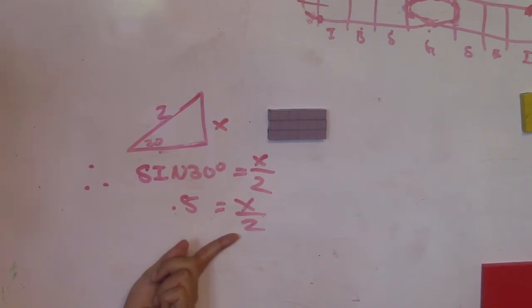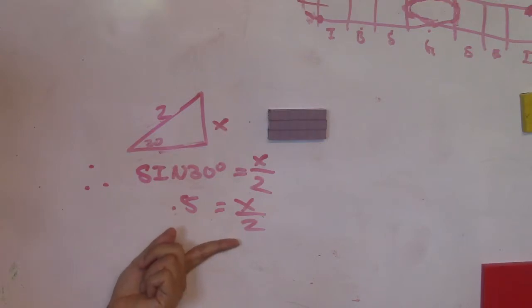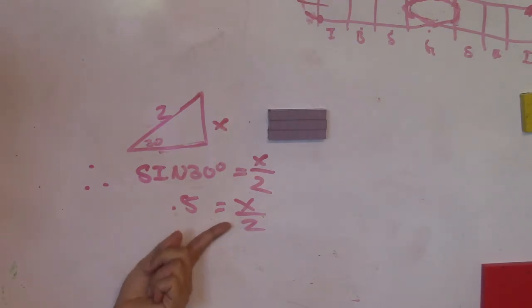I'm going to have to multiply by something. Divide by half? How about multiply? Why would I multiply? Because do I want to know about a half of x? No, you don't. You want 1 whole. So what do I have to multiply a half by to get it whole? 2. So what am I going to multiply by? Two. I'm going to multiply by 2.